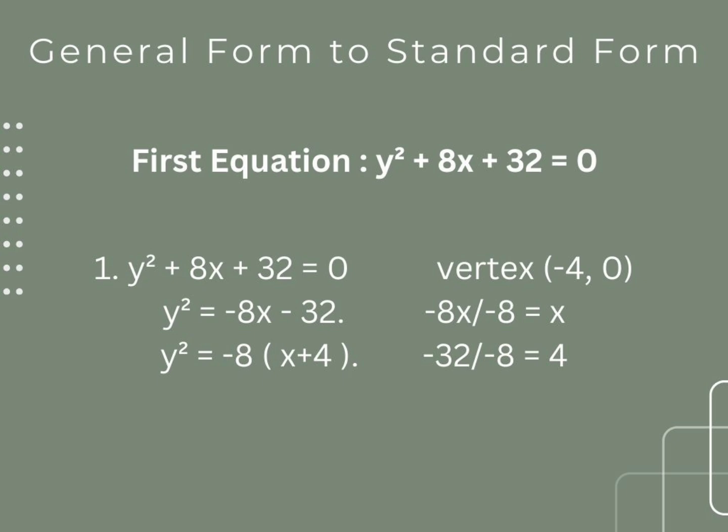And that's how we transform the general form y squared plus 8x plus 32 equals 0 into the standard form y squared equals negative 8 times (x plus 4) and identify the vertex.